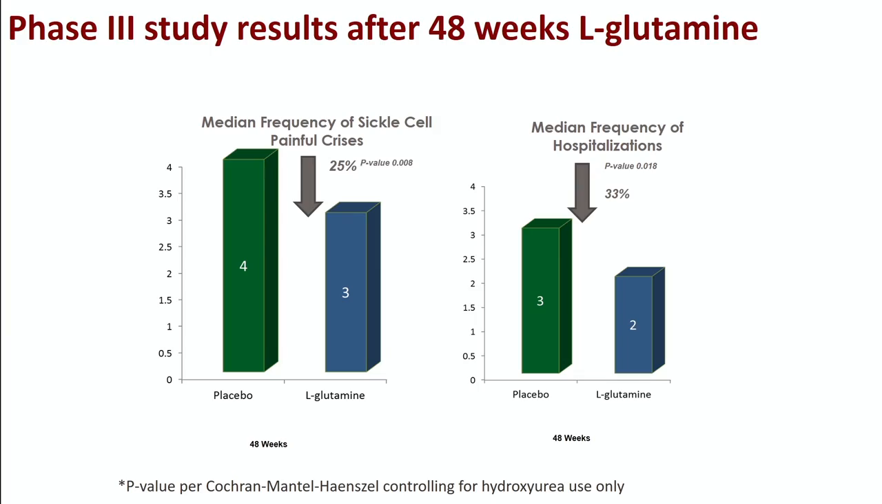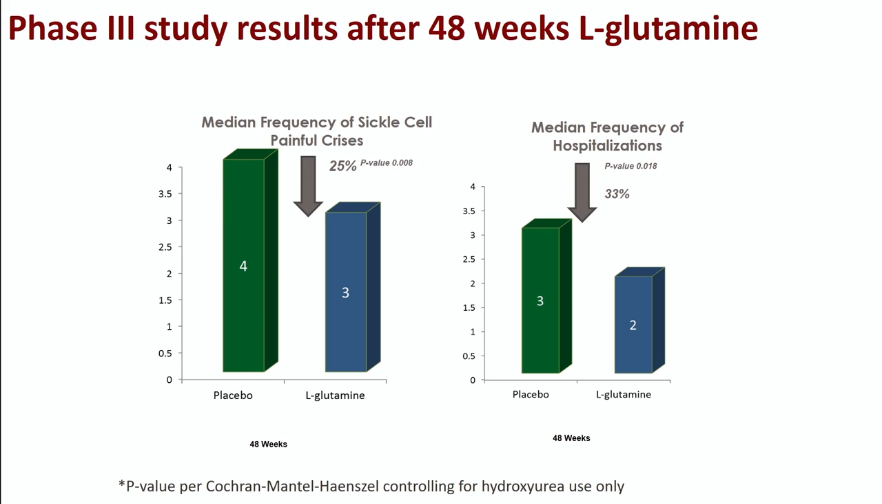In analysis of the results at the end of 48 weeks, there was a decrease in the median frequency of pain crises by 25% in patients who were on L-glutamine. On average, those on placebo had 4 episodes of VOCs per year versus 3 episodes, so a modest decrease.